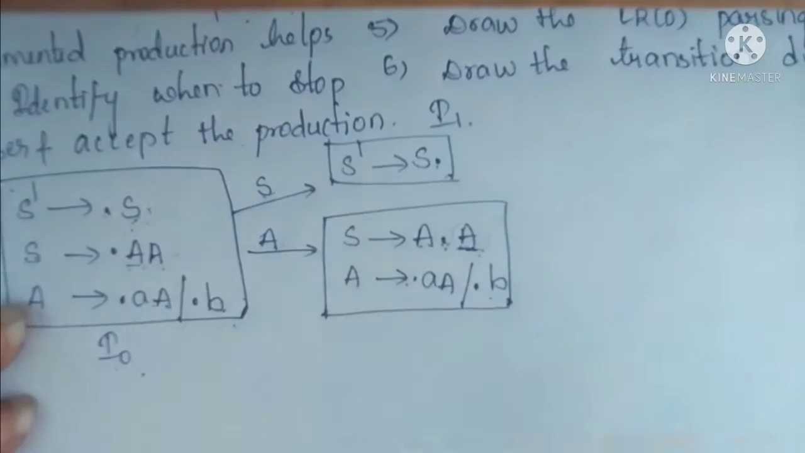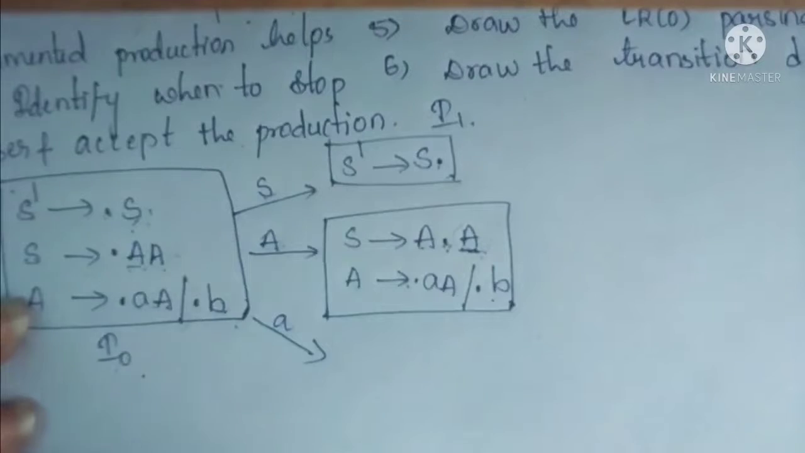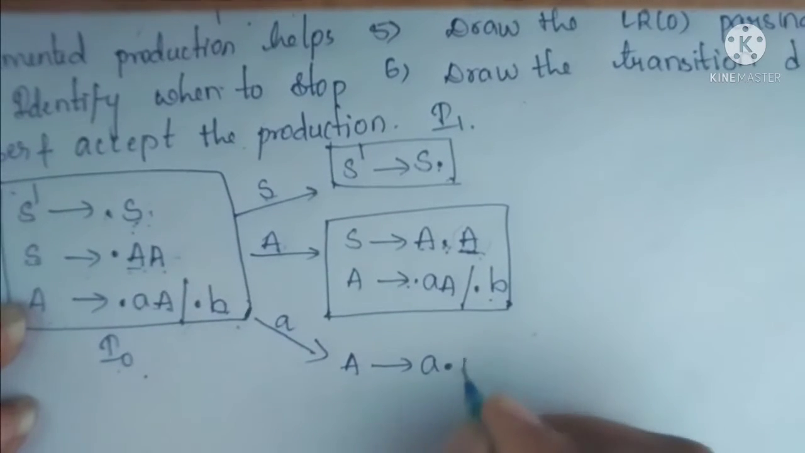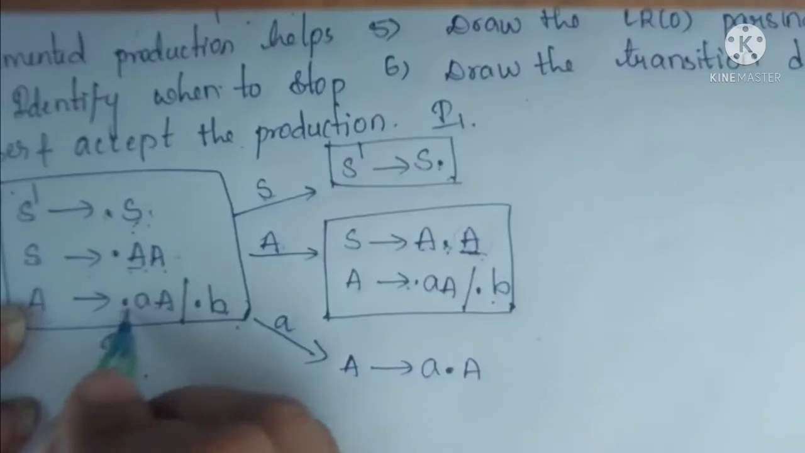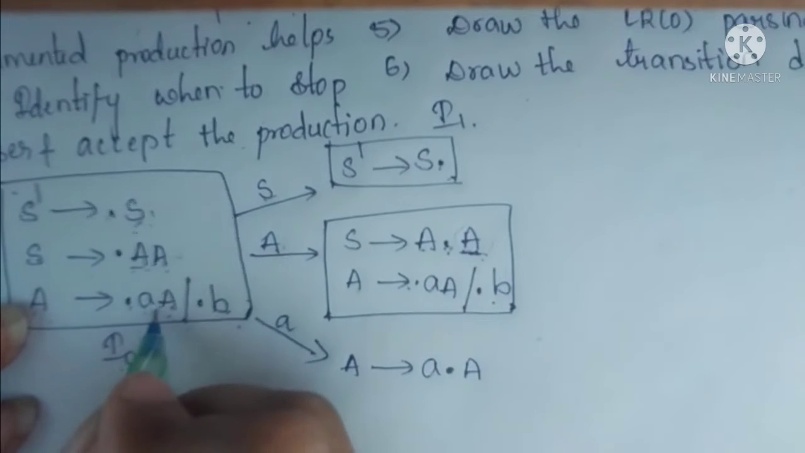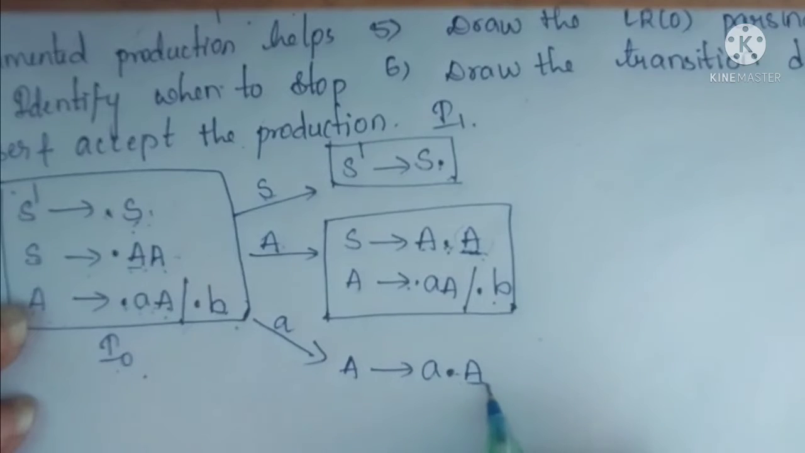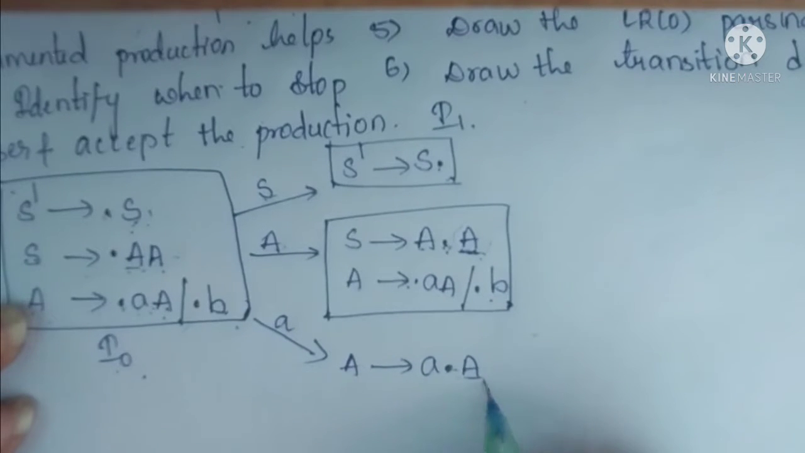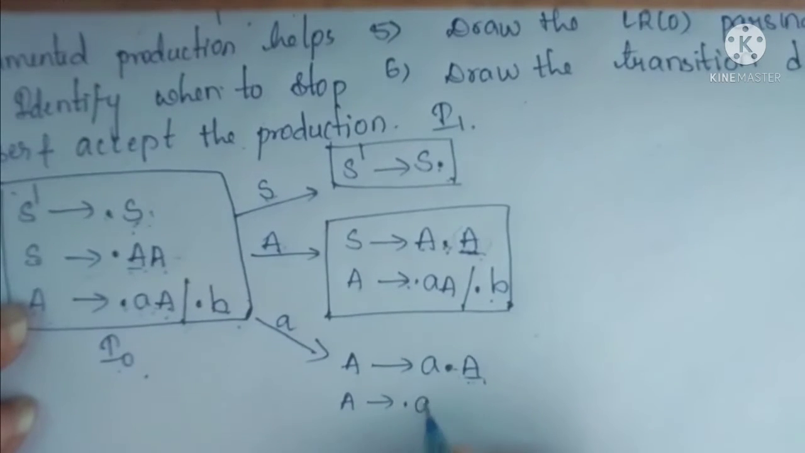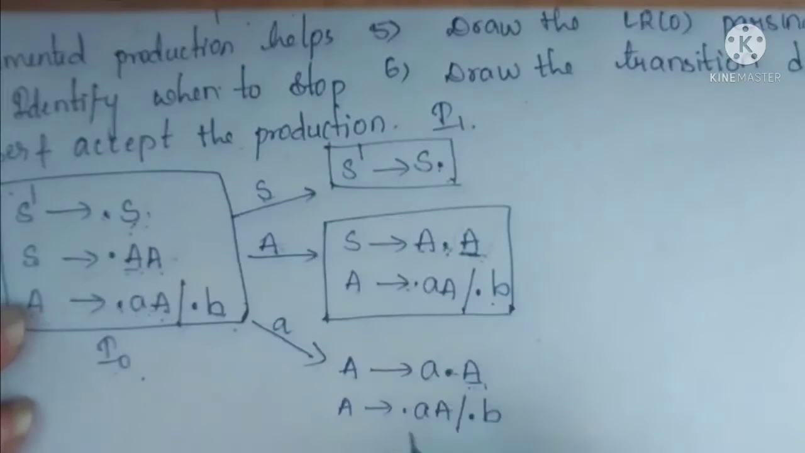Okay. So next take the small a, that is a terminal. So A tends to small a dot capital A, means we have shifted the dot symbol by one position. So after the dot we are having the non-terminal. So after the dot, if you have a non-terminal, what you have to do? You have to include the A productions also. So A tends to dot A capital A, dot B. Okay. So all the productions you have to include.